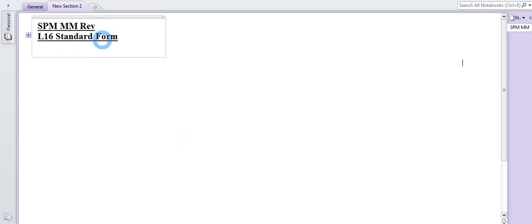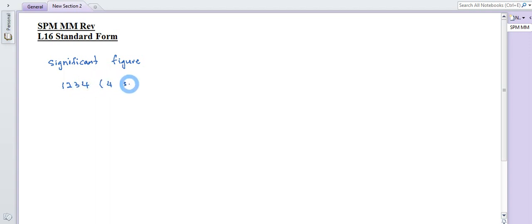Before I show you how to write answers in the standard form, let's go to the significant figures first: how to round off our answers to the number of significant figures requested by the questions. Before that, we need to know how to calculate the number of significant figures for a number. For example, if I have 1234, in this number we have 4 significant figures. So no problem, right?